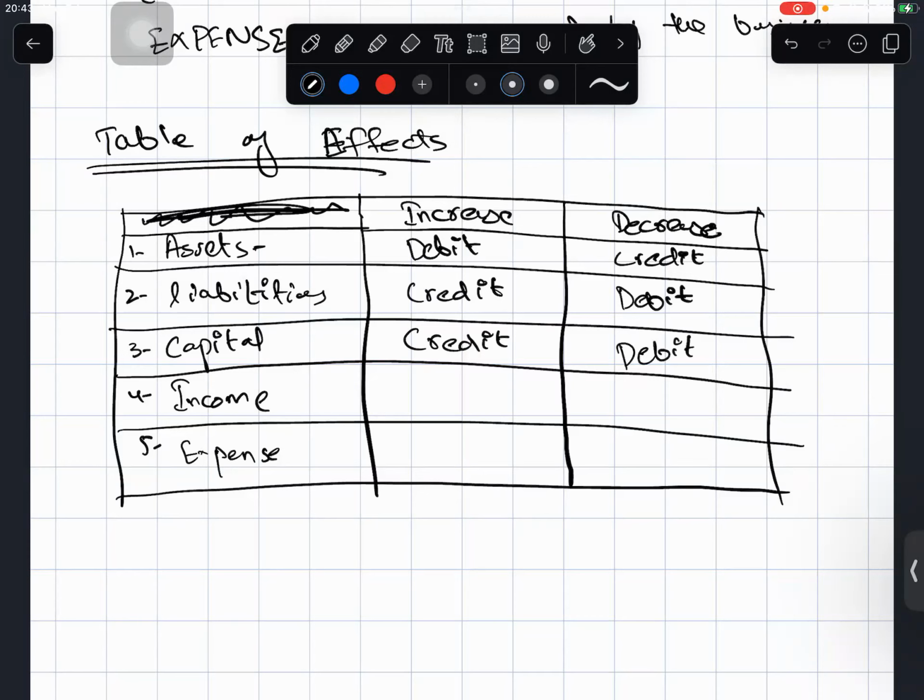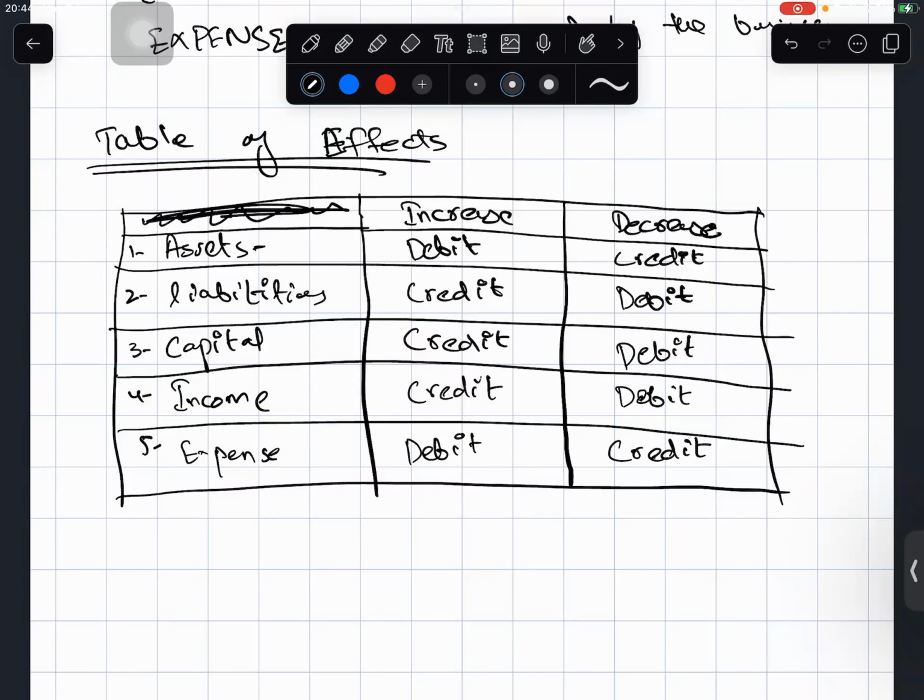For income, again, they follow the same rules. If the income of the business is increasing, for example, you're going to credit it. If any income account is decreasing, you're going to debit it. And if we're talking about expense, expense will follow the same rule as assets. Expenses will be debited when they increase and they will be credited when they decrease. So this is never going to change. This is something that is never going to change.